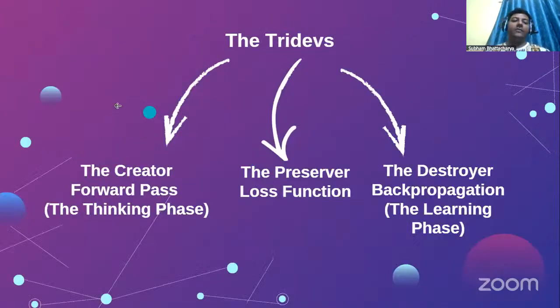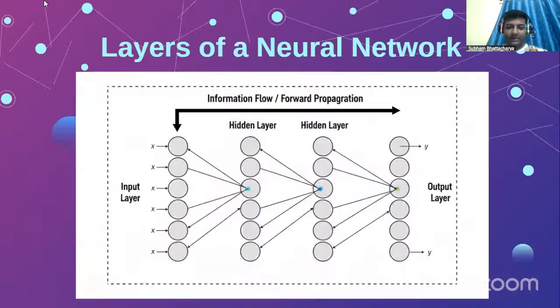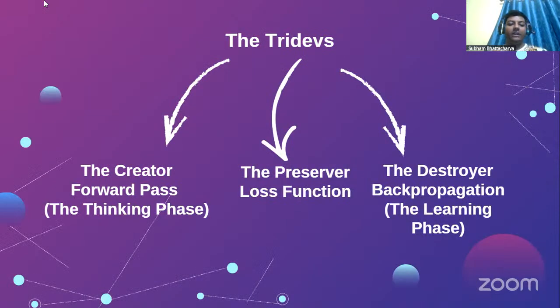Now we have three steps or functions. First is the creator, which is the forward pass, the thinking phase. Suppose this is a layer of the neural network. We are giving an input, it does the work and gives me the output. So this is the creator, or the forward pass. It is a thinking phase.